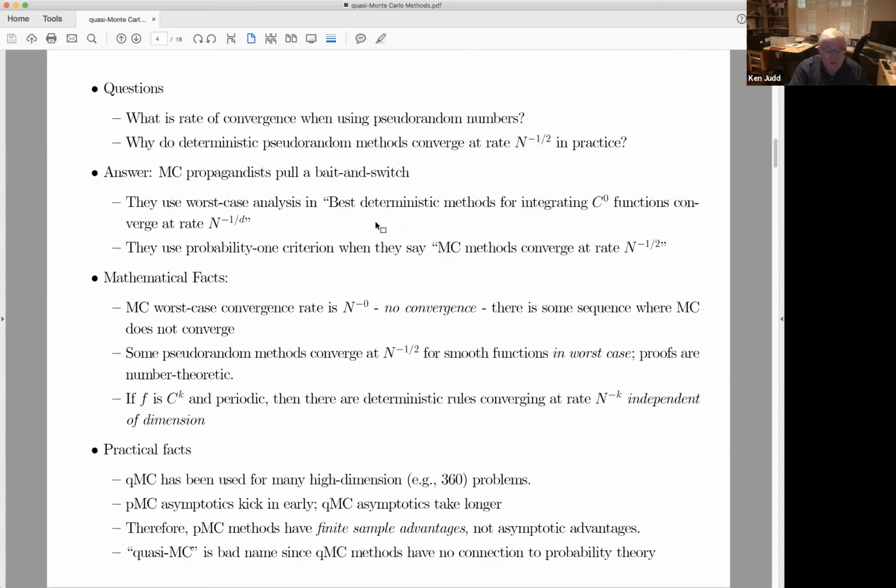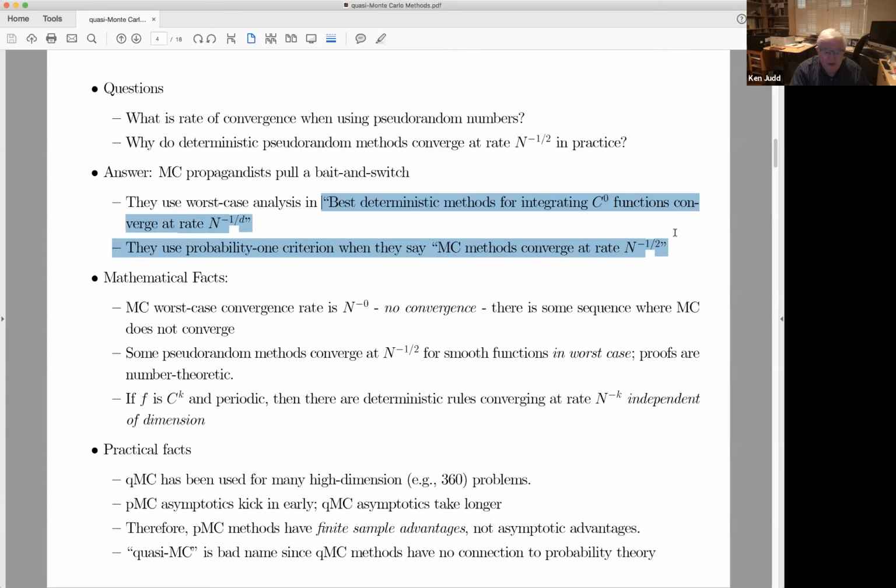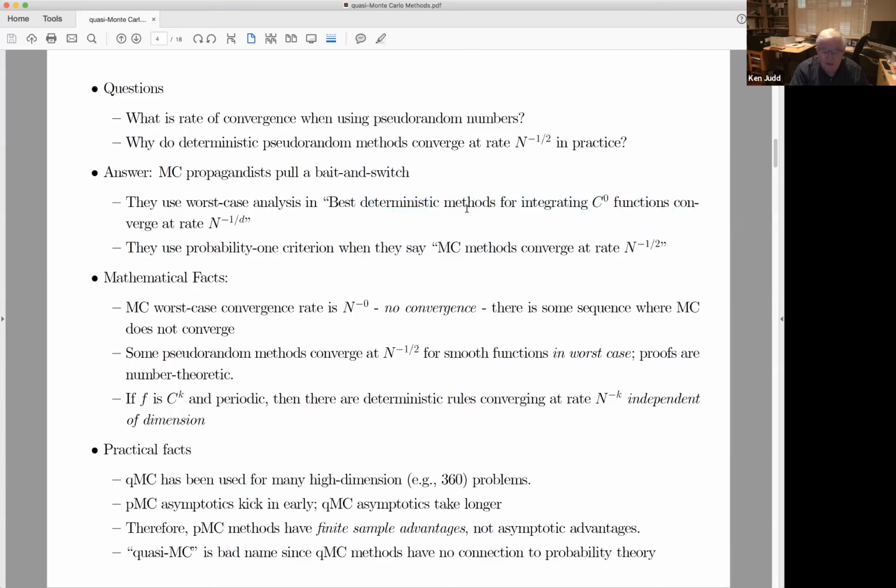Now, by the way, when they talk about what numerical analysis theory says, they say the best deterministic methods converge at rate 1 over n to the d. No, n to the minus 1 over d. They use worst case analysis. That means given any deterministic method, there exists some sequence of functions such that the error goes down very slowly.